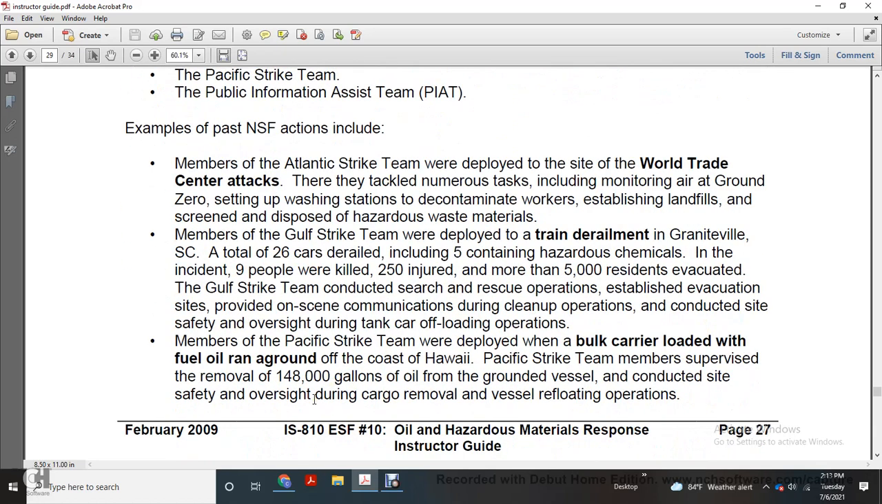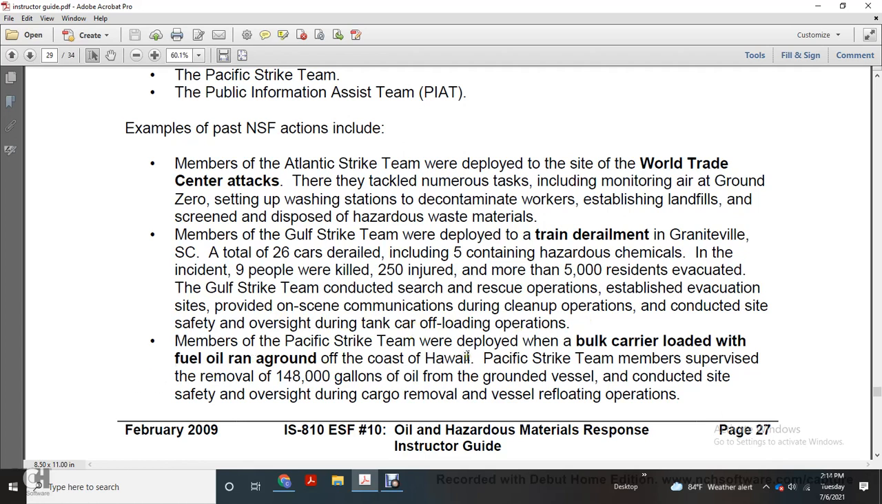Members of the Gulf Strike Team were deployed to a train derailment at Graniteville, South Carolina. A total of 26 cars derailed, including 5 containing hazardous chemicals. In the incident, 9 people were killed, 250 injured, and more than 5,000 residents evacuated. The Gulf Strike Team conducted search and rescue operations, established evacuation sites, and provided on-scene communication. During cleanup, they continued conducting site safety oversight during the tanker car offloading operation.